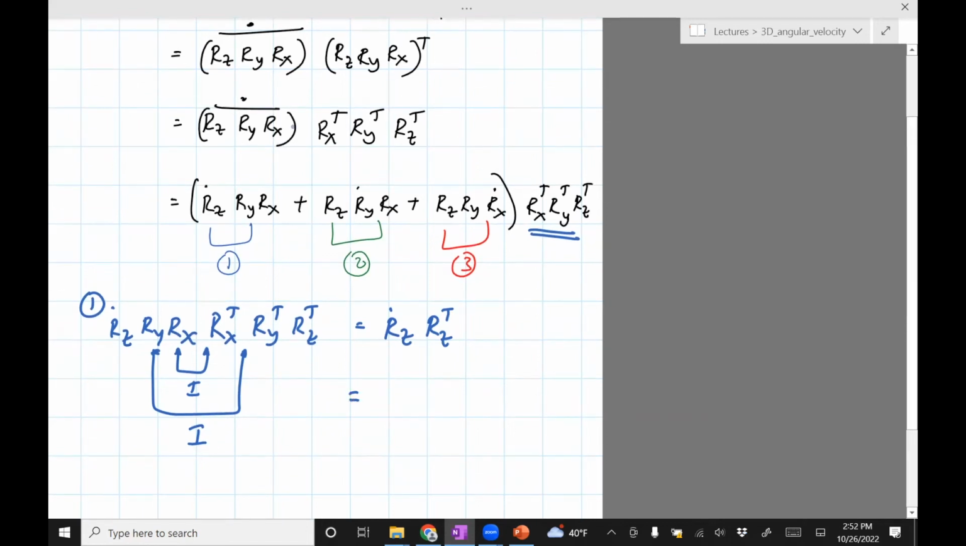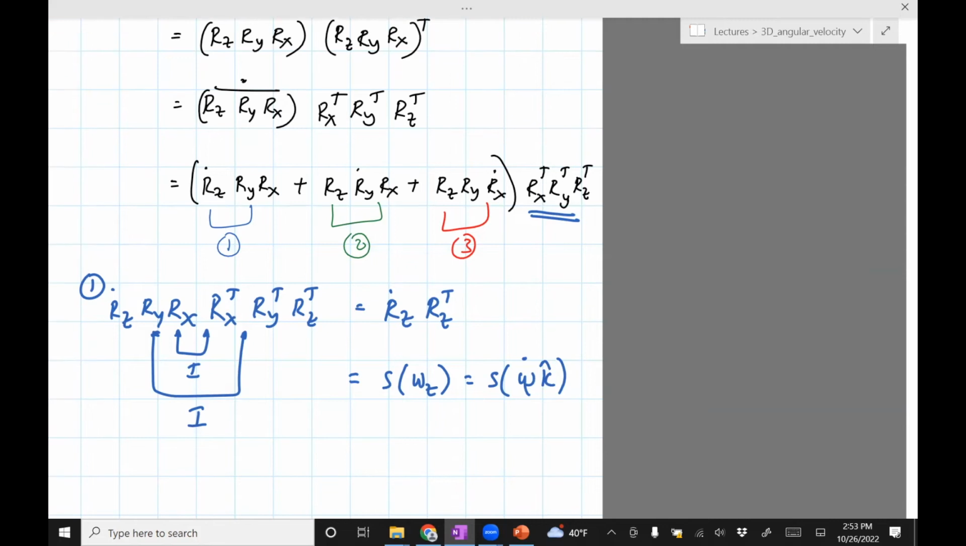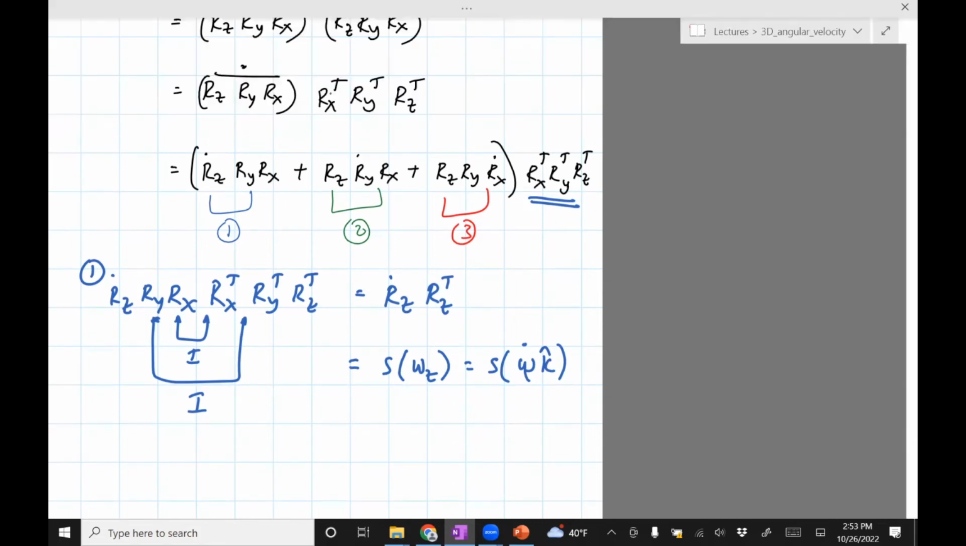But what is R dot times R transpose? It's just S of omega Z, which is S of the angular speed about the Z axis. It's simply psi dot K, as R dot R transpose is S of A. So I just wrote the corresponding rotation. So that is S of psi dot K. Okay, that's the first one. Let's do the second one.